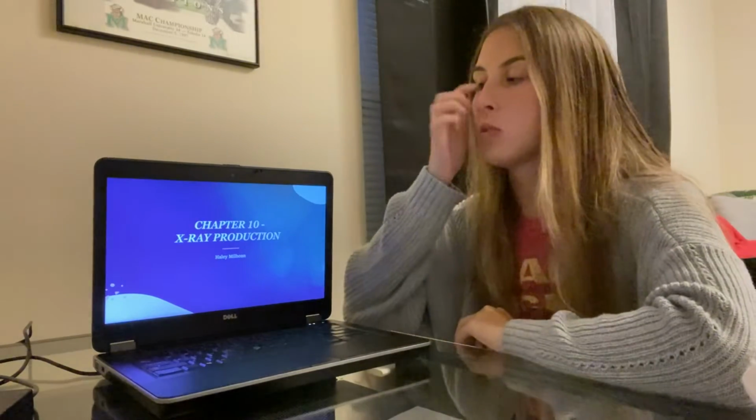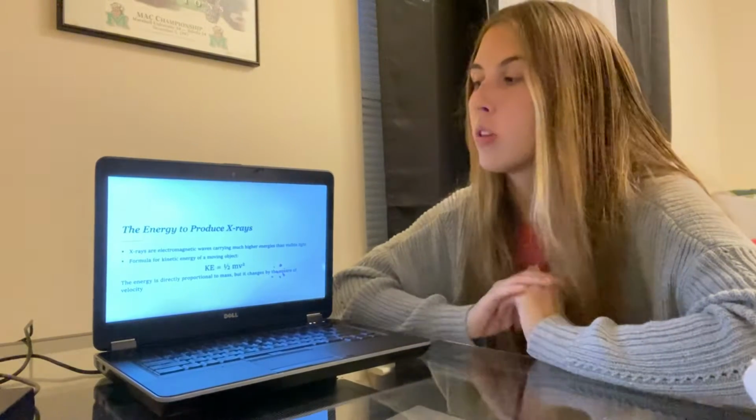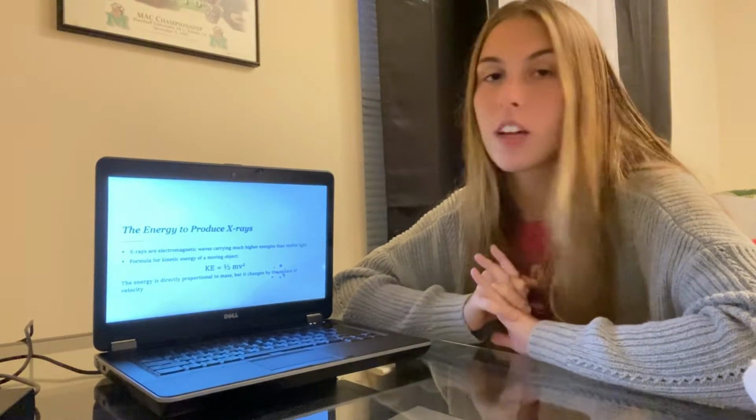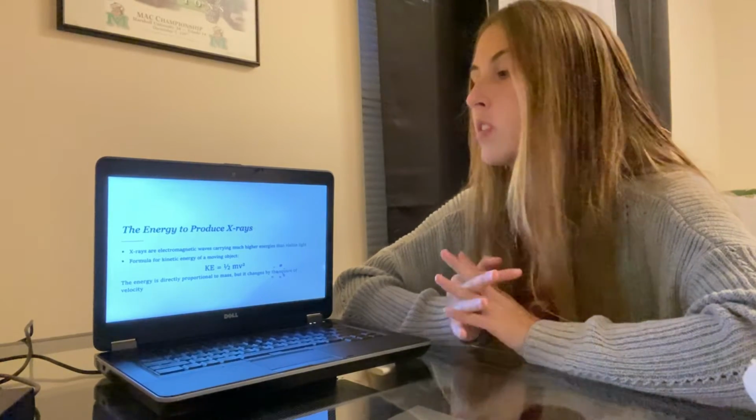This is my Unit 2 assignment. It's on Chapter 10, X-ray production. So the energy to produce X-rays: X-rays themselves are electromagnetic waves that carry a much higher energy than visible light.